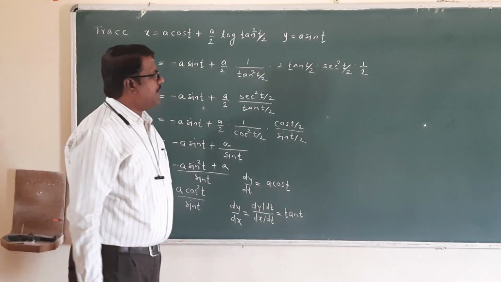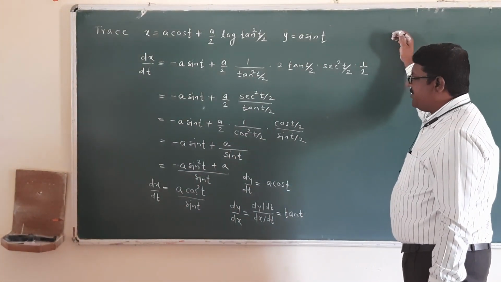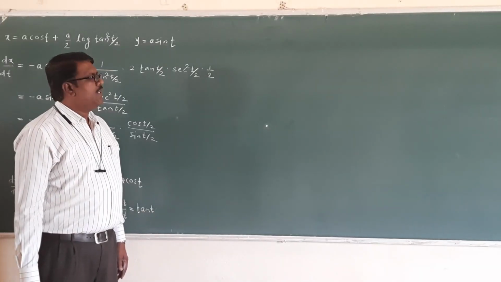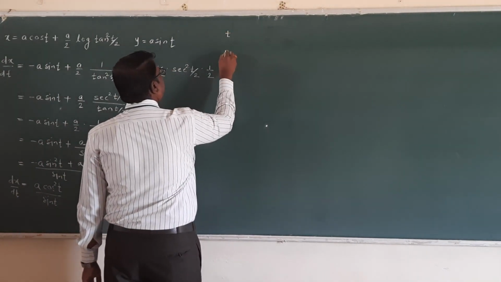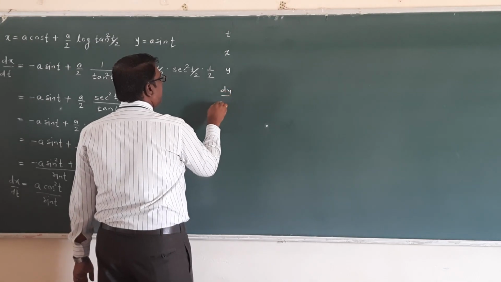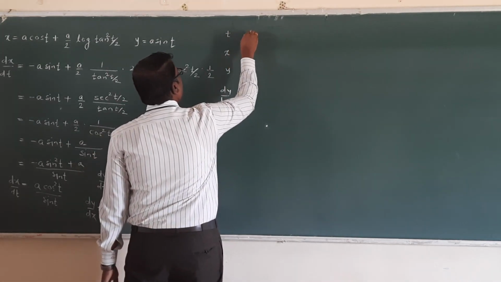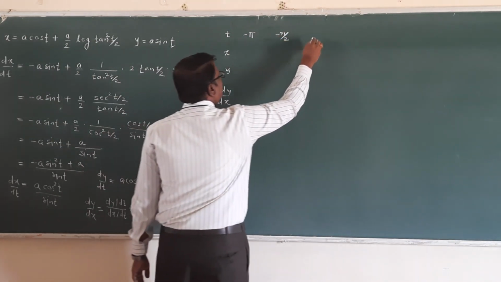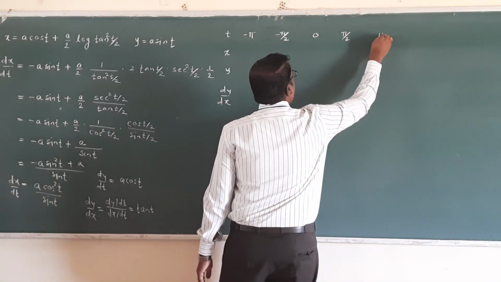Now we will prepare the table which contains parameter t and then x, y and dy by dx. Now the table is, first row it is t, then x, y and dy by dx. So again I will choose values of t, minus pi by 2, and then 0, plus pi by 2 and then pi.